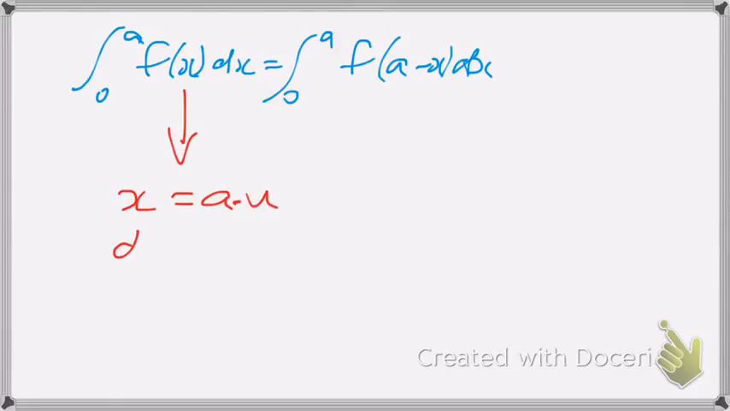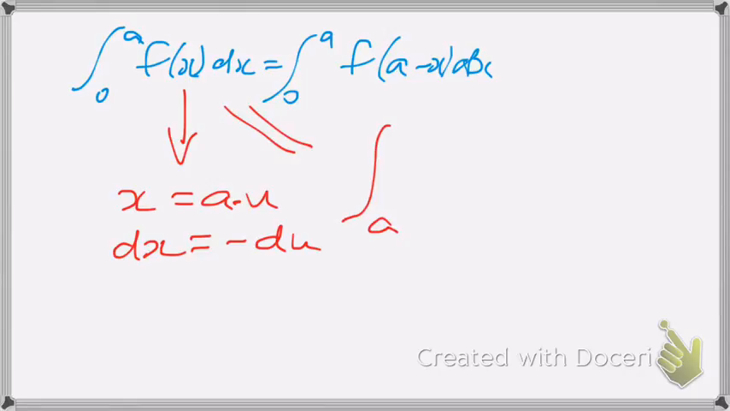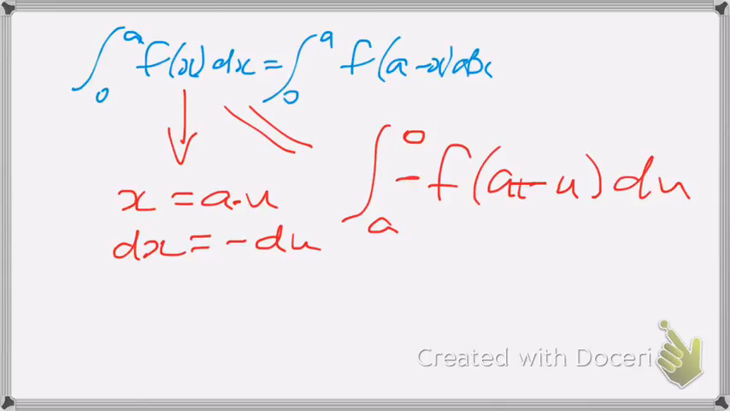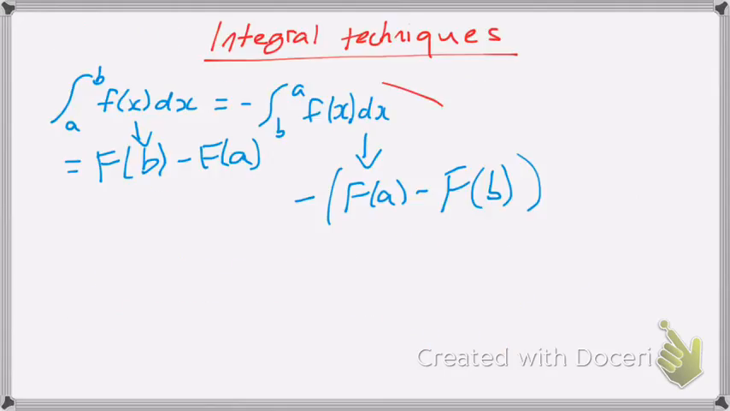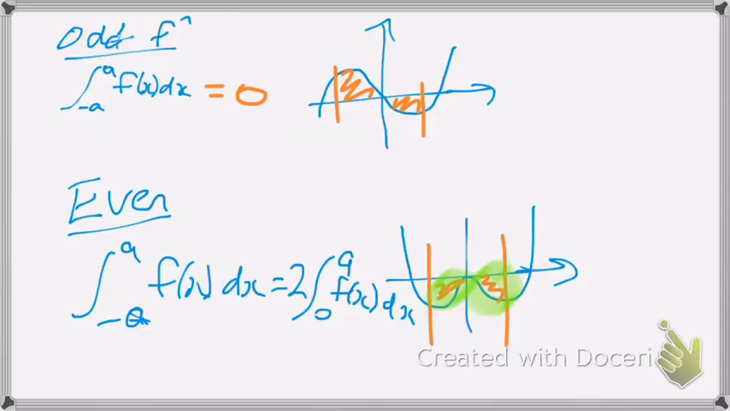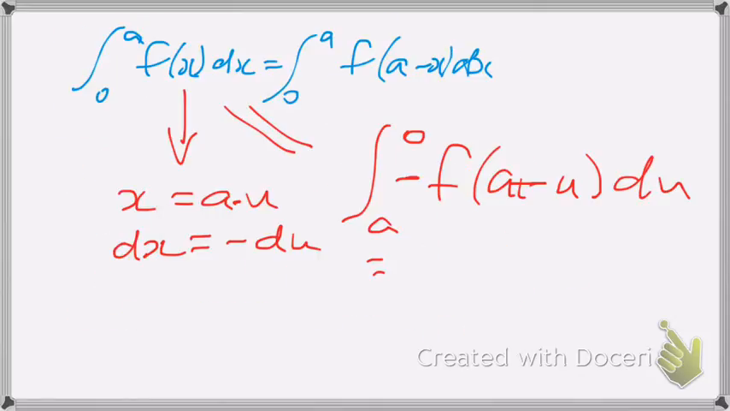okay, and then I do derivatives, and I do limits, and I get that it equals the integral from a to 0 of f(a minus u) du with a negative, and then I use this first relationship here to change the integral to 0 to a of positive f(a minus u), and then I just, instead of writing u, write x, and I'm finished.